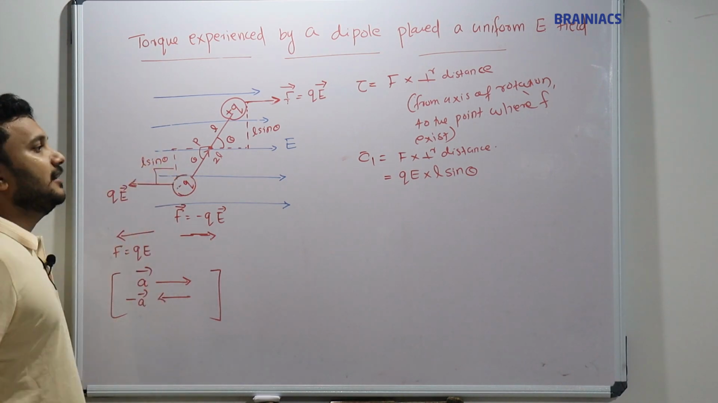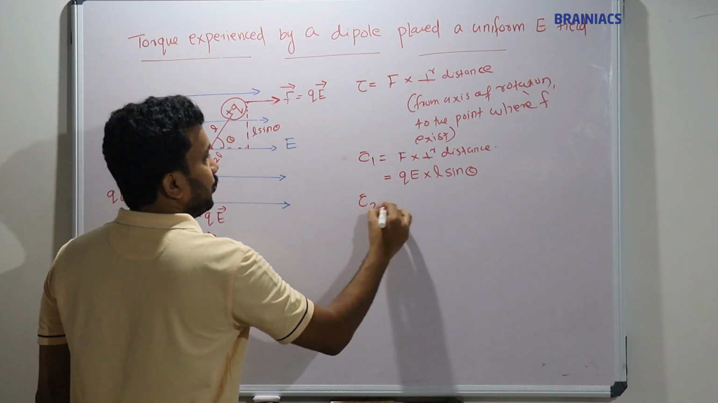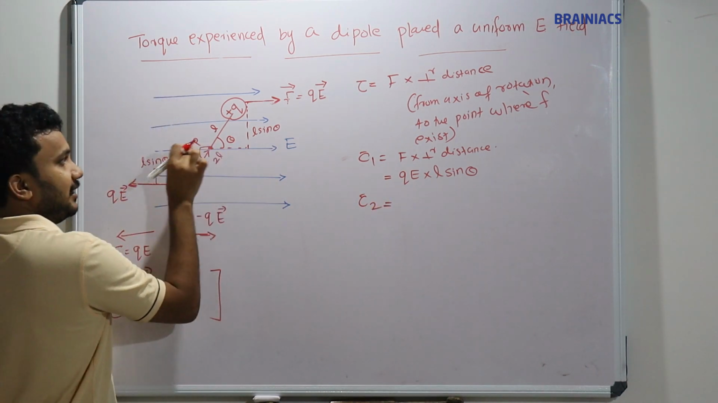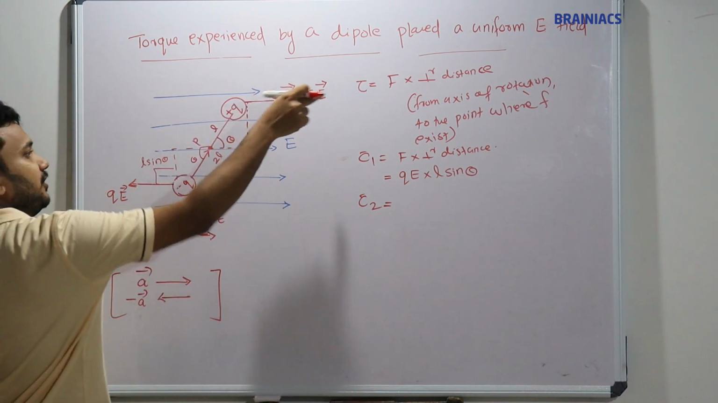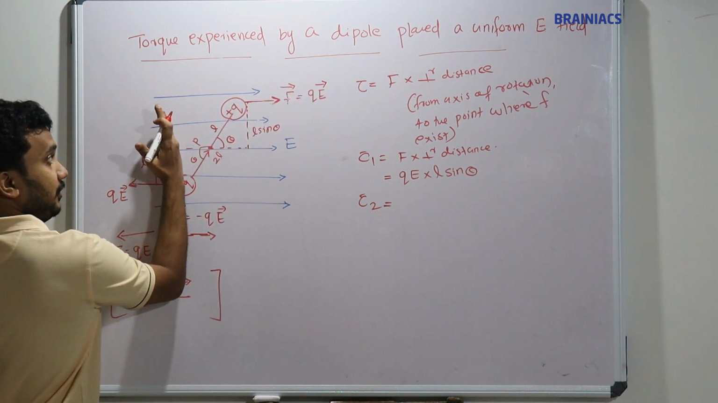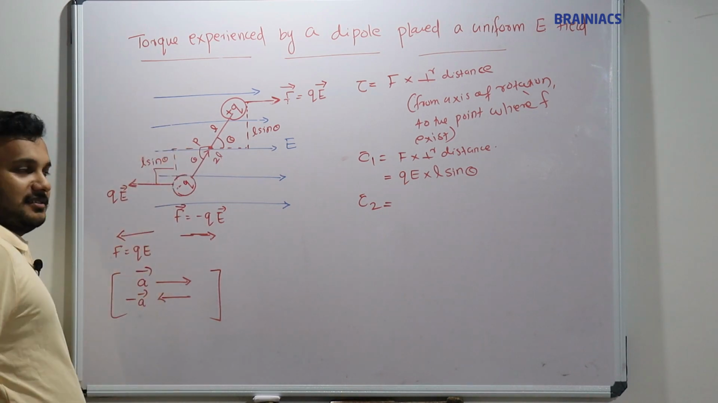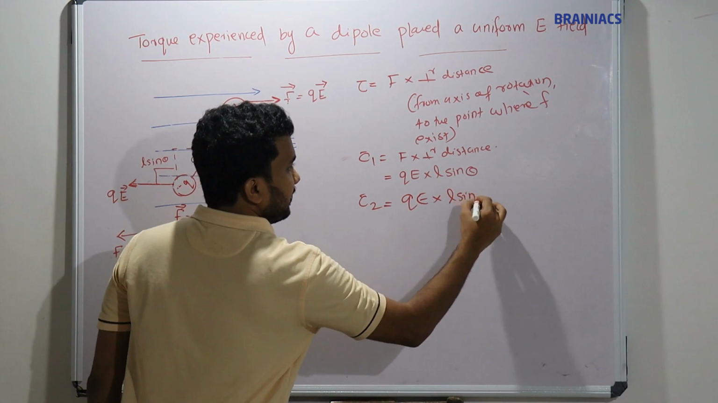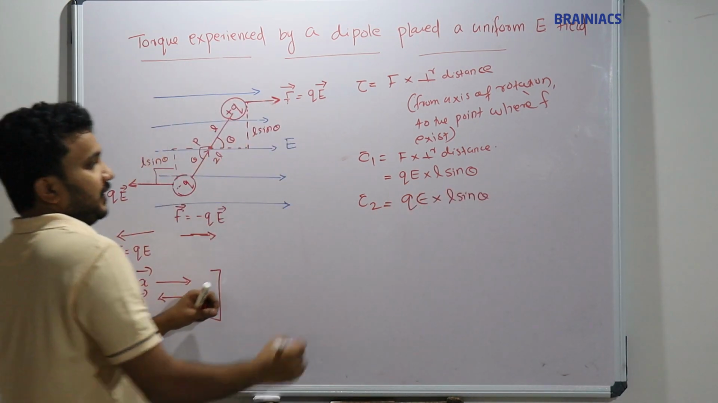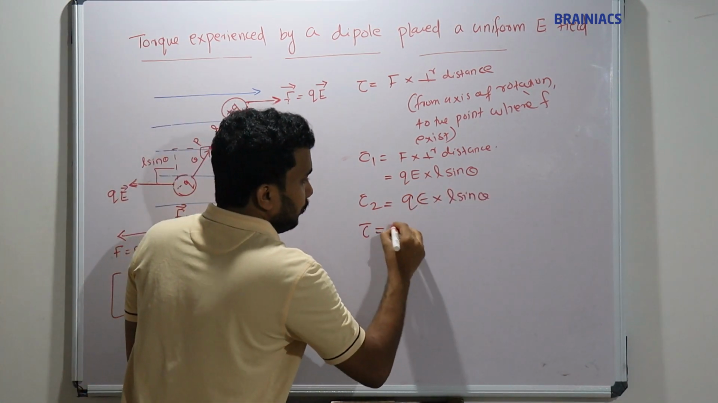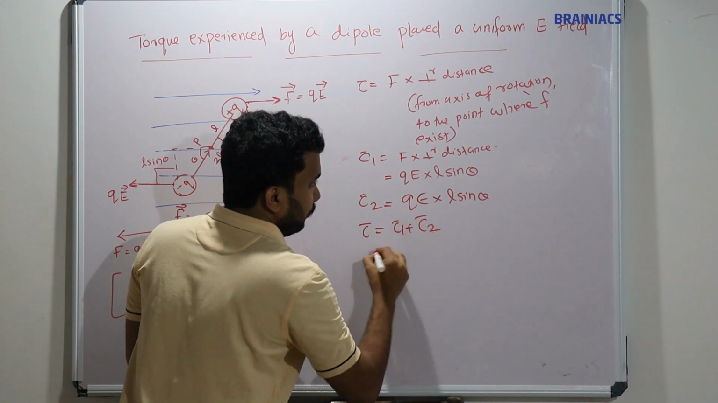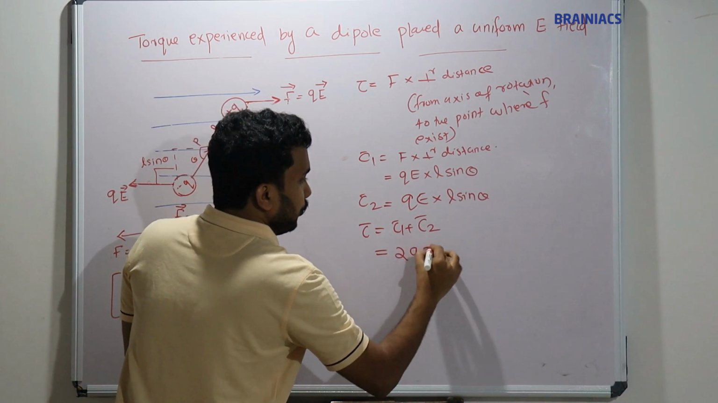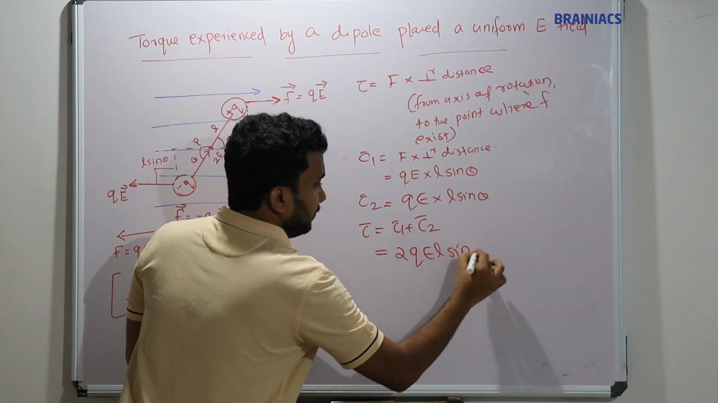L sin theta. So we have another torque also there. Tau 2 will be equal to force into perpendicular distance from the axis of rotation to the point where force is applied. Perpendicular distance, not a slanting distance. So I need a perpendicular distance, meaning QE is the force, and the perpendicular distance here is also L sin theta. So I can say total torque will be equal to tau 1 plus tau 2, which is equal to QEL sin theta plus QEL sin theta, 2QEL sin theta.